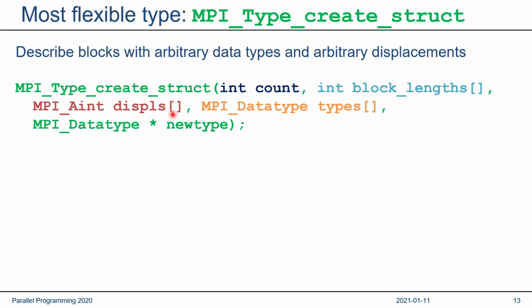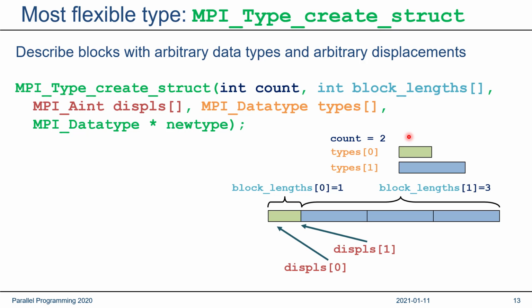Displacements, which designates where the different blocks start. And since these are addresses or offsets, we need the data type MPI int. We need, of course, the original types of the different block elements. And this is an array called here types of type MPI data type, and what we get out of it is the new type.